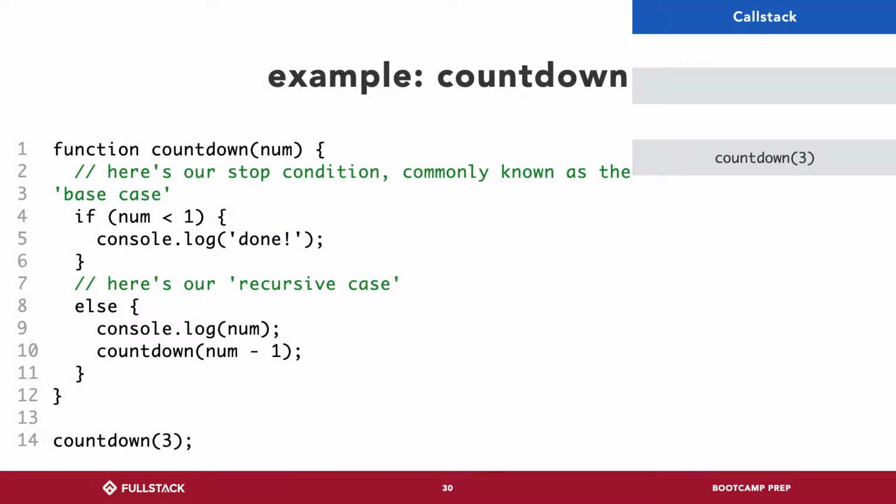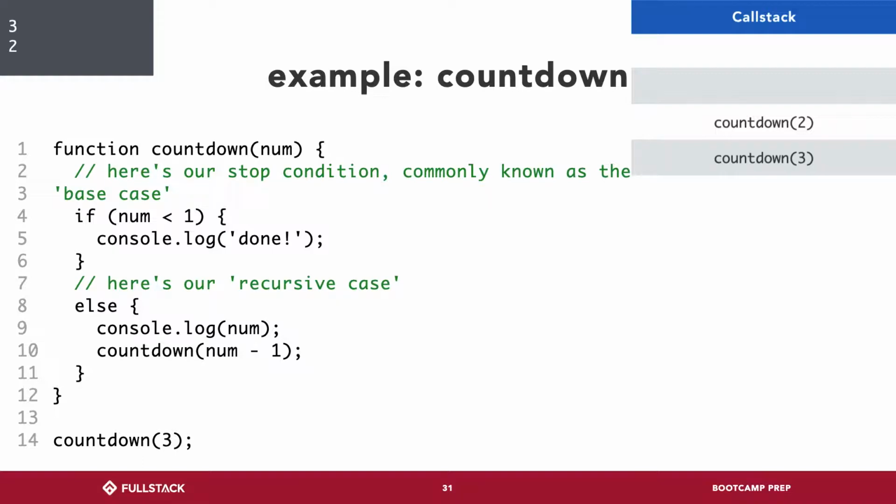So countdown of 3 goes on there. 3 goes in. Is 3 less than 1? No. So we go into this else, and then we console.log 3, right? And then we call countdown again with 3 minus 1. Countdown of 2. Is 2 less than 1? No. So we go into that else, and we console.log the 2, and then we call countdown again with 2 minus 1. So countdown of 1 goes onto the call stack, okay?